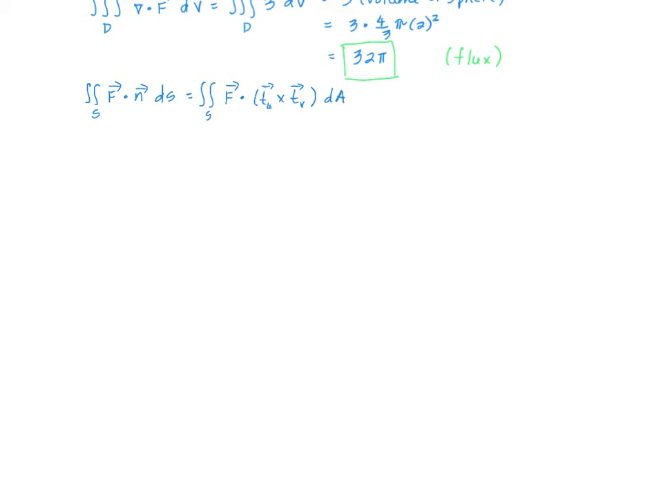So this is what I'm going to use. I need to describe this vector field in terms of r of u, v so that I can actually find this normal vector.